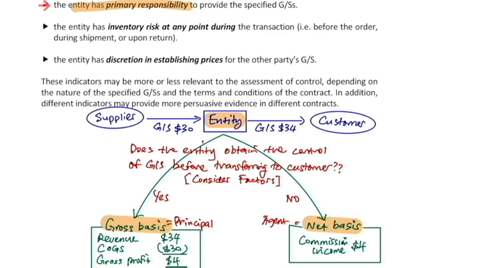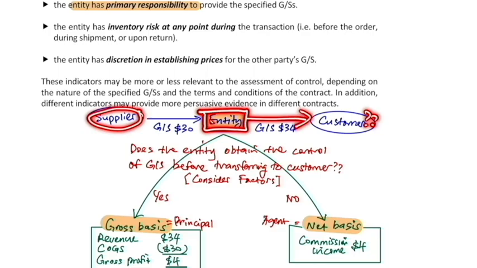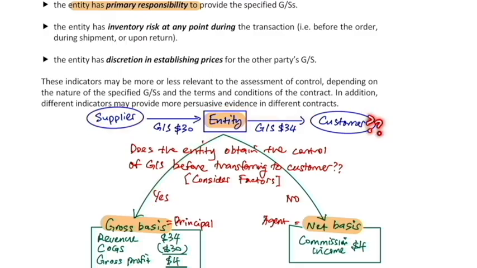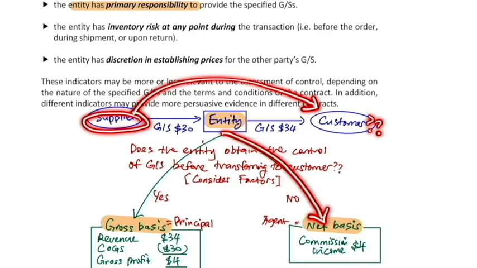The entity has a primary responsibility to ensure delivery of their goods and services to the customer. Who ensures the goods and services to the customer? Is it the entity or the supplier? If the entity is the one ensuring the goods and services to a customer, this indicates the entity is a principal. If the primary responsibility is not the entity, and the supplier is the one that ensures the goods and services to a customer, then this entity represents an agent.